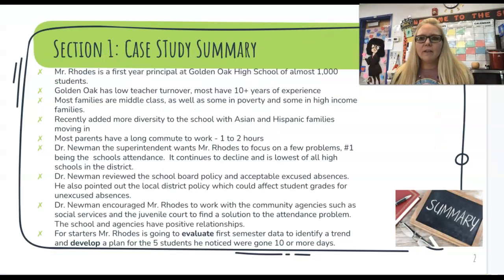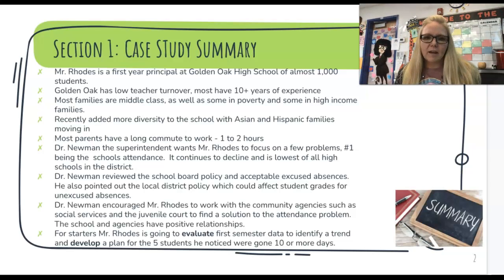So, the summary of my case study is you have Mr. Rhodes, who's a first year principal at Golden Oak High School. There's almost 1,000 students. He has low teacher turnover rates. Most teachers have been there 10 plus years. Most of the families are middle class. There's some in the poverty range, and there's some in the high class range. Recently, there's been added diversity to the school with Asian and Hispanic families moving in. Most parents do have a commute to work. They have about a 1 to 2 hour commute.